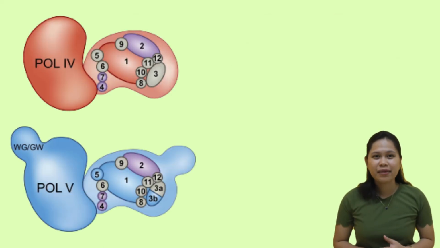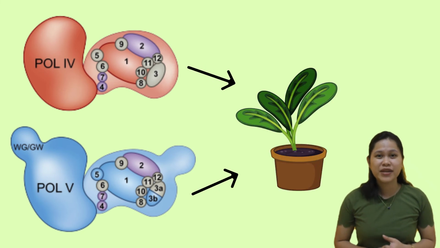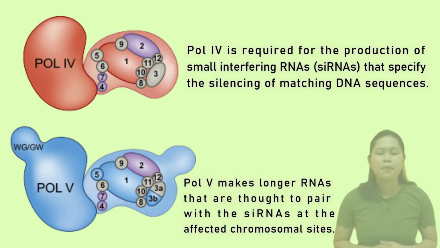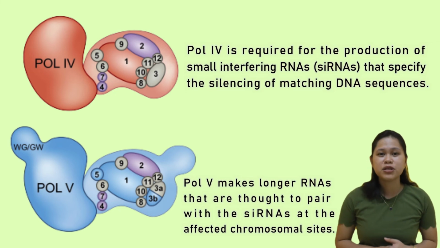The last 2 types of RNA polymerase are exclusively found in plants. RNA polymerase 4 and 5 are transcription enzymes that evolved as specialized forms of RNA polymerase 2. Both enzymes produce small interfering RNA transcripts, which play a role in the silencing of plant genes.